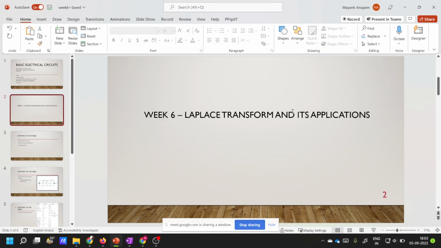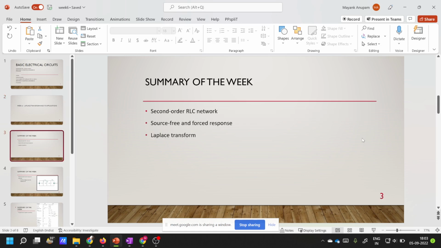So this week, that is week 6, you learnt about Laplace transforms and its applications, right? You also learnt at the start of this week about second order RLC circuits, second order which is source free, and second order RLC circuits which are forced, right? You also learnt about them. So we will quickly look at some of the problems, first at the second order RLC circuits, and then at the Laplace transform applications example. Okay, so this was just a summary of the week.